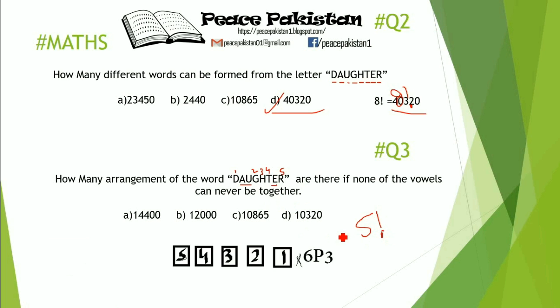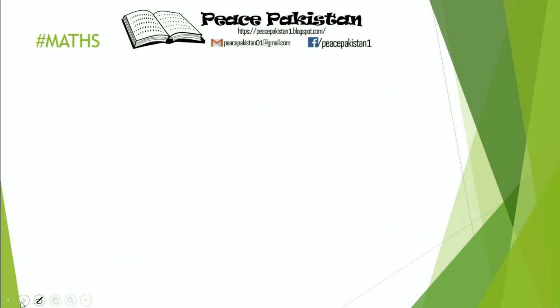Now we have the 3 vowels too. What we can do is place a vowel here, here, and here, and here, here, and here. So we have 1, 2, 3, 4, 5, 6 places. Here the arrangement matters, so we use a permutation, that is 6 permutation 3. Then it will be 6P3. Our answer will be 14400.